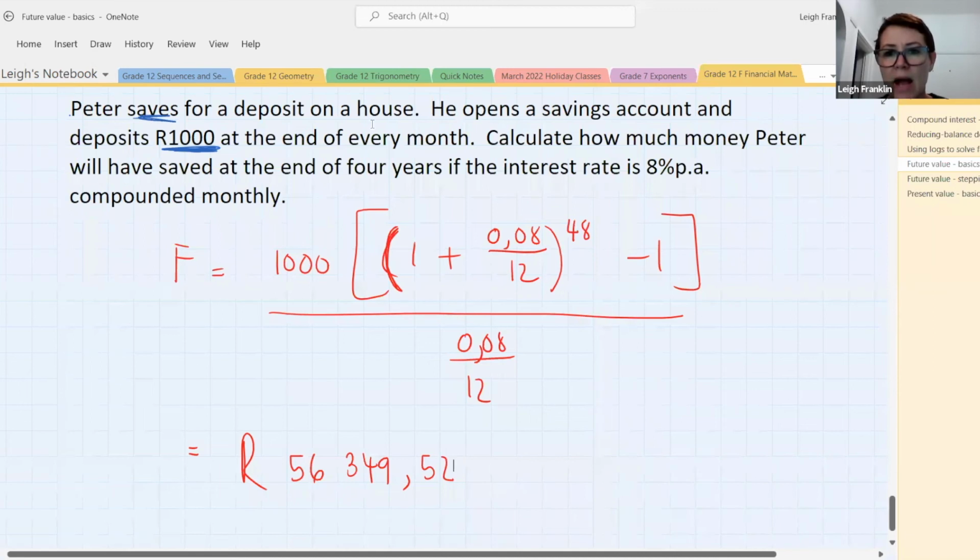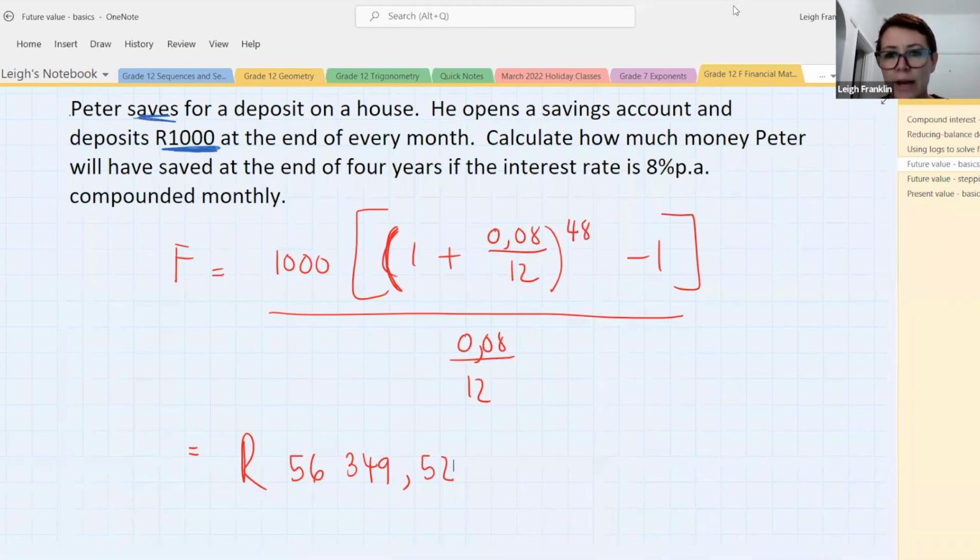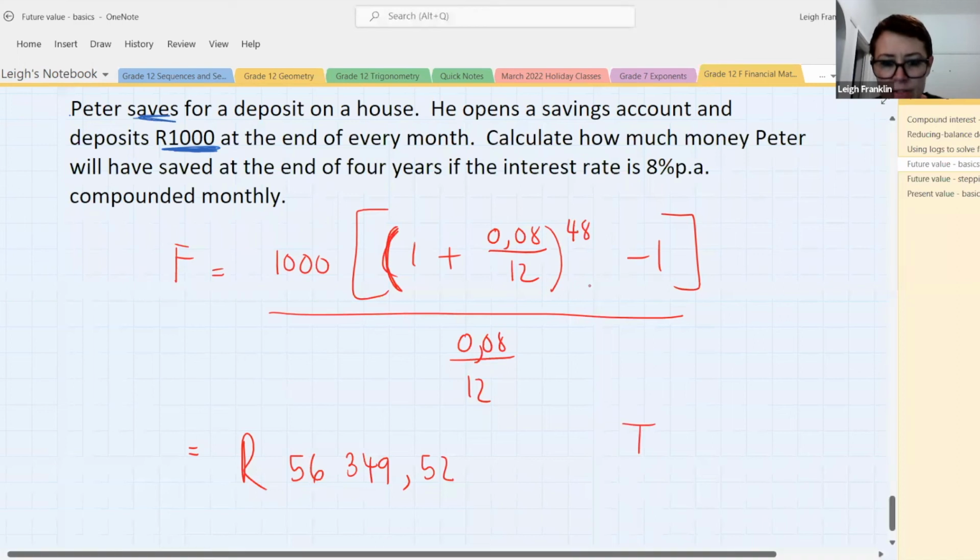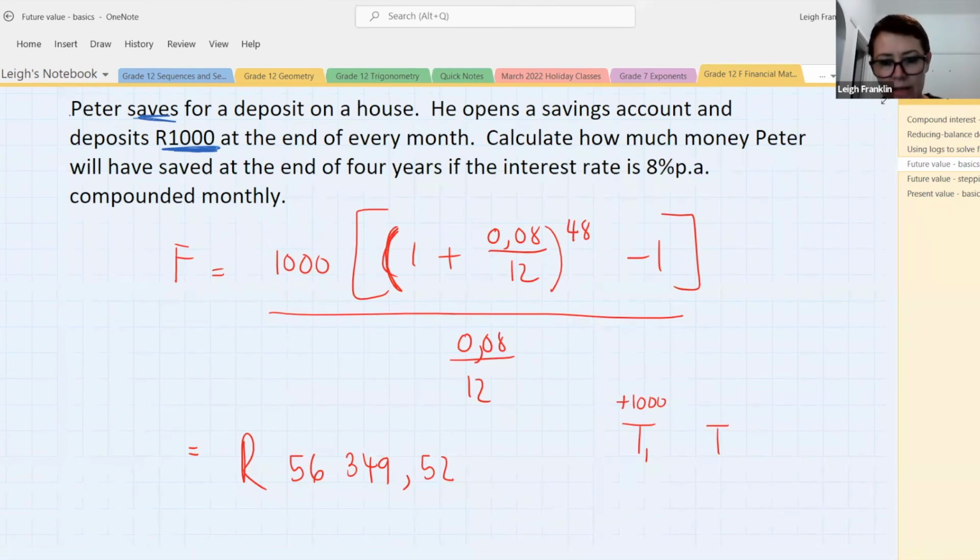There was a question about how we got 48. What's going on here is that he is paying in the 1,000 Rand at the end of every single month, and he's doing this for a period of 4 years. So in other words, here's the first month, he pays in 1,000 Rand. Here's the second month, he pays in 1,000 Rand, and he continues to do that for a period of 4 years. So there is his last payment of 1,000 Rand. There were 48 payments of 1,000 Rand that have been made. Okay, that's right.